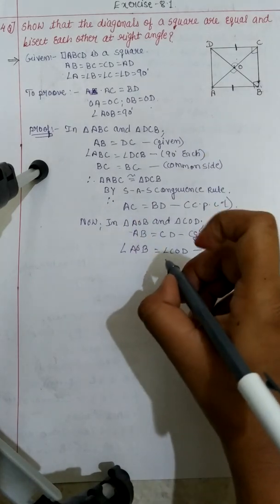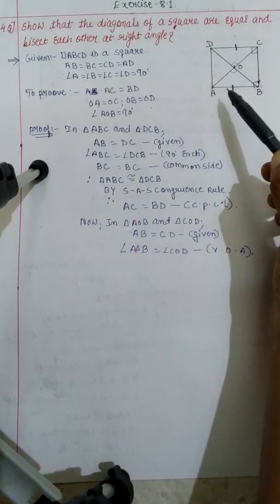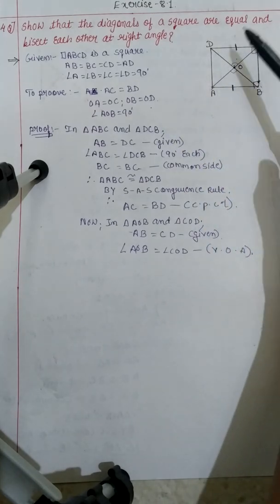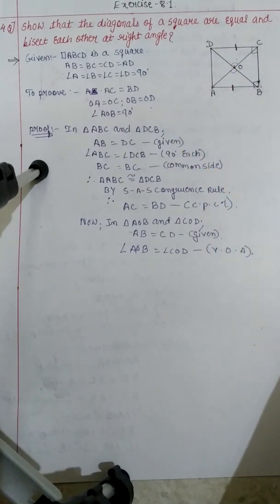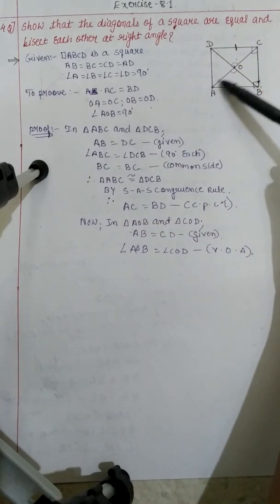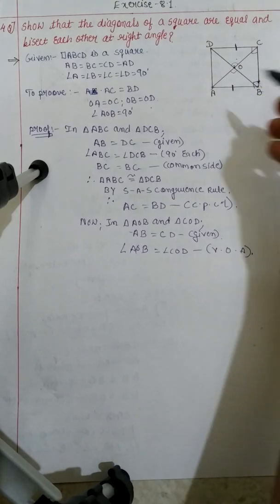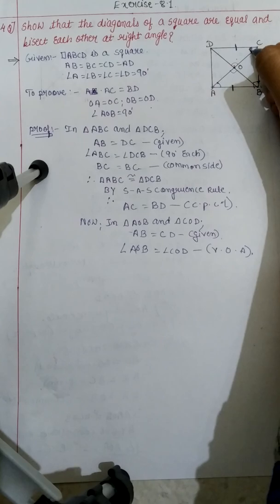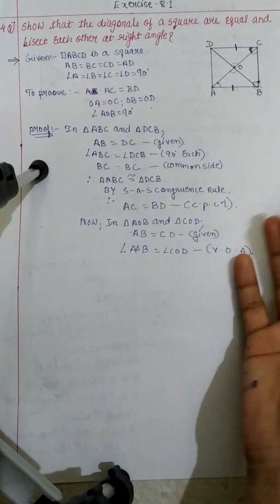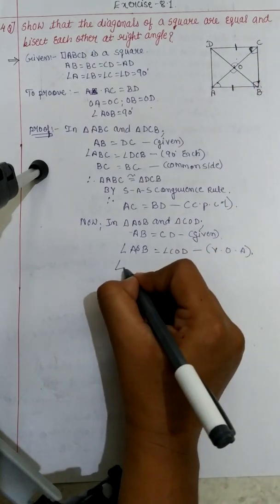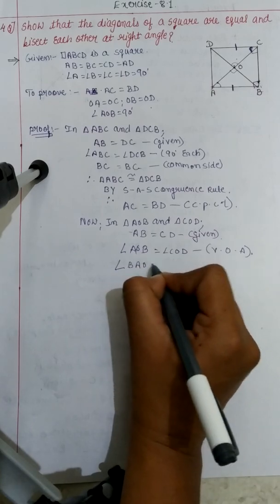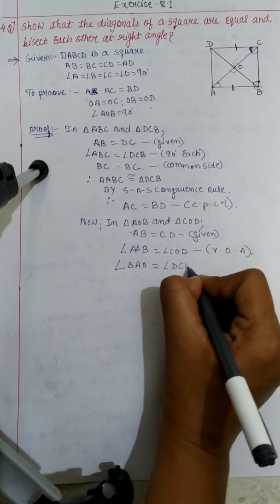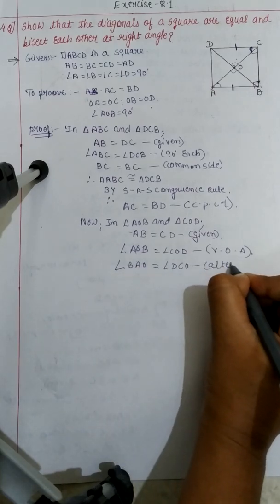Now one more thing I need. So therefore as you know that in a square your opposite sides are equal also and parallel also, because a square is also a parallelogram. So therefore we can assume that AB is parallel to CD and AC is a transversal. So therefore angle BAO and angle DCO, these two angles are the alternate angles. So therefore I'll write that angle BAO is equals to angle DCO and they are nothing but your alternate angles.